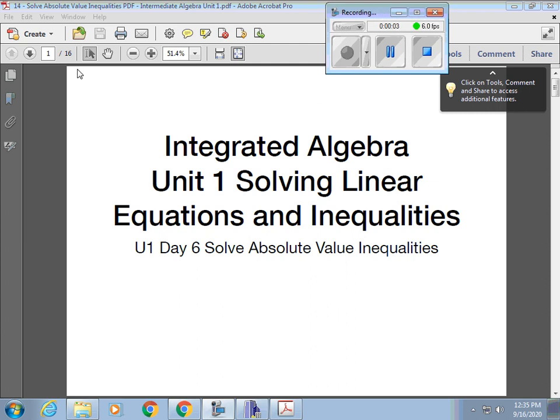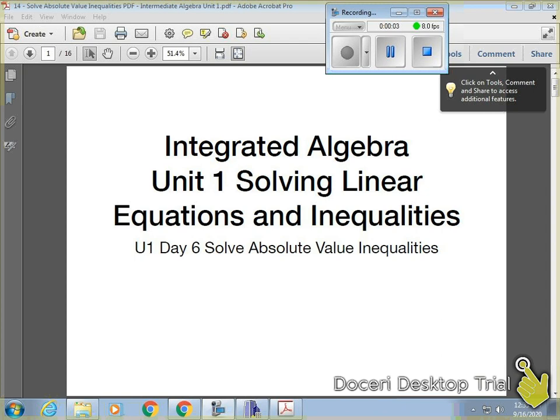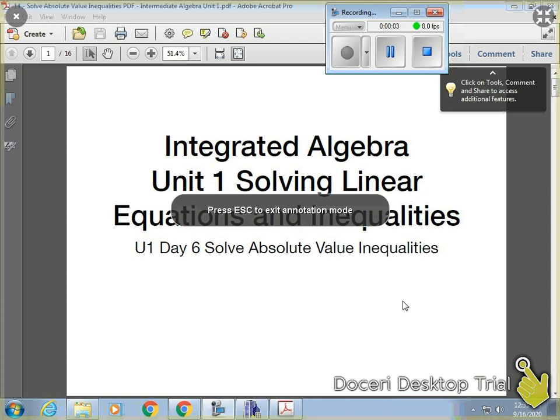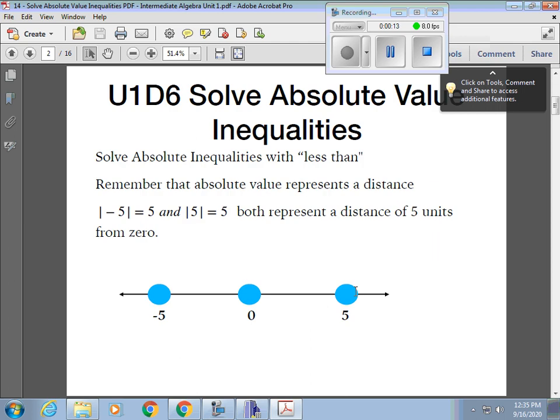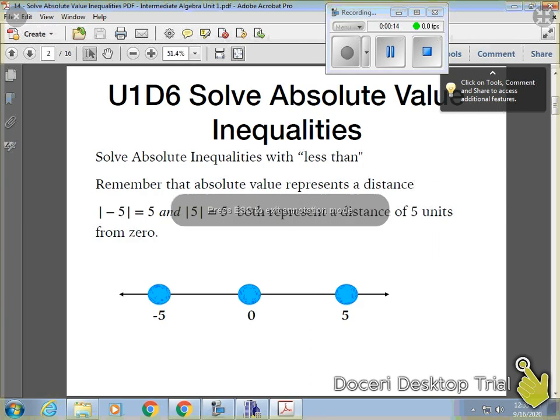Today we're going to be working on solving absolute value inequalities. We're going to look at solving absolute value inequalities with a less than sign. Remember that absolute value represents a distance, like the absolute value of -5 is 5 units away from 0, and the absolute value of 5 is also 5 units away from 0. They both represent 5 units from 0, however, they're in opposite directions.